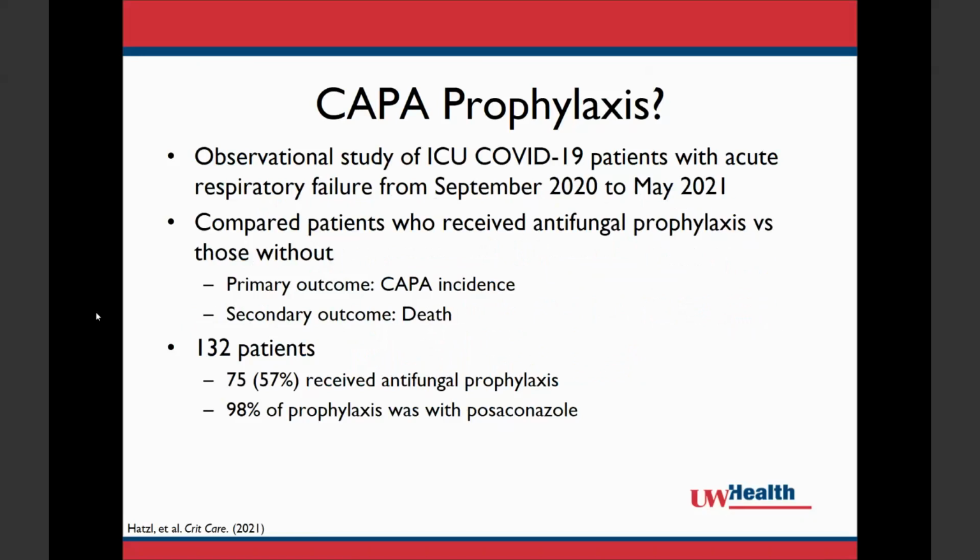So they did an observational study of ICU COVID patients with acute respiratory failure from September 2020 to May 2021. And they compared patients who received antifungal prophylaxis versus those without. And the primary agent used for prophylaxis was Posaconazole. So the primary outcome they had was CAPA incidence, and the secondary outcome they had was death. And almost 60% of their 132 patients received antifungal prophylaxis. And again, most of that prophylaxis was with Posaconazole.